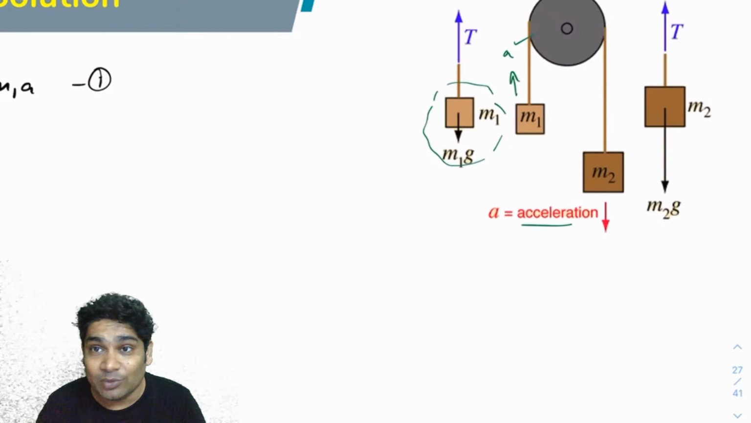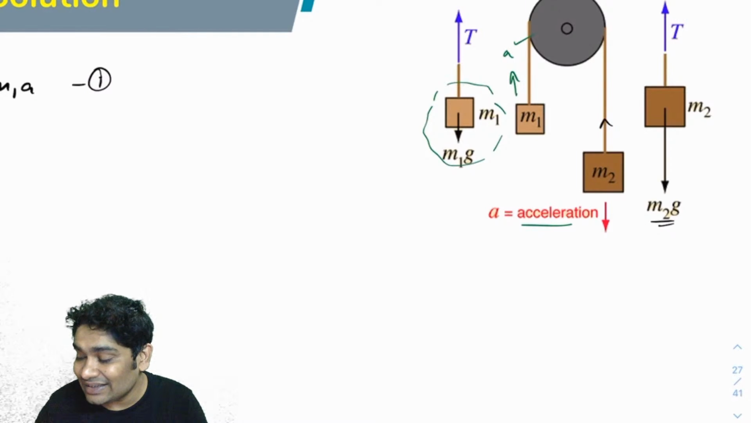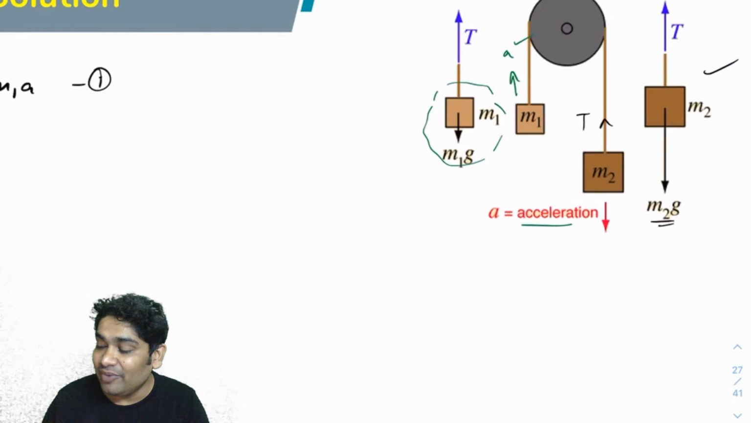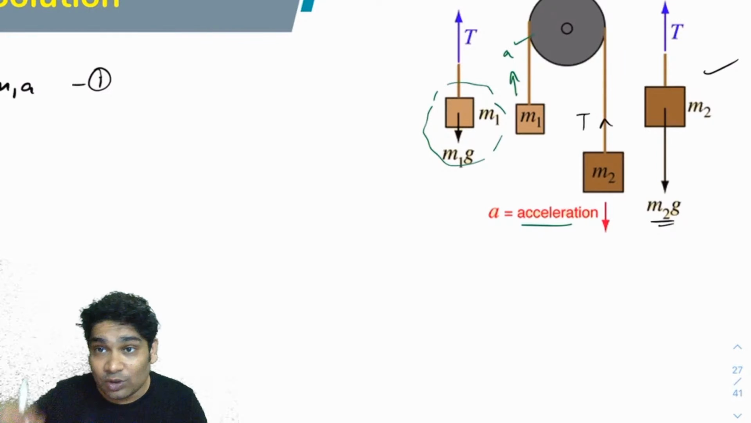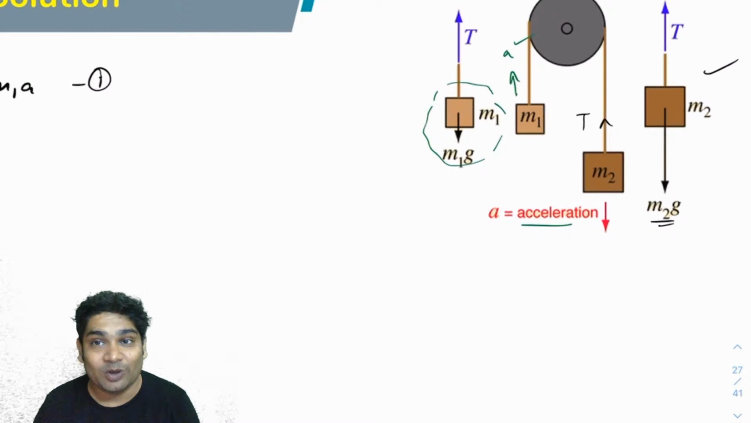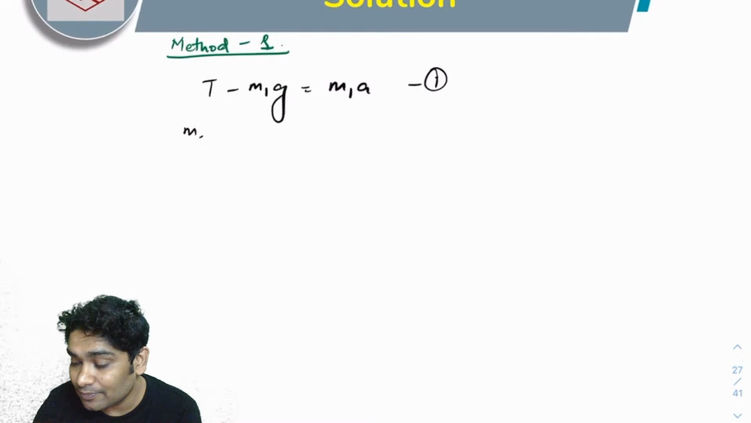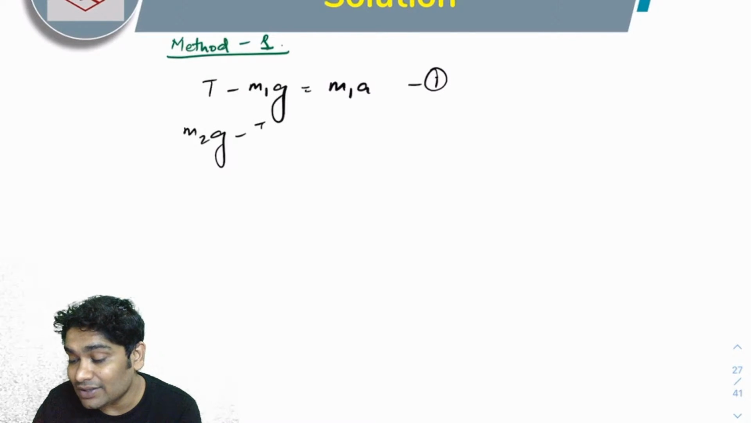Now, what about mass m2? Mass m2 is being pulled down and this string is pulling it up. Here is the FBD. And this guy will go down with acceleration A. So the net force downward should be equal to m2a. So for this I can write m2g minus T equals m2a.